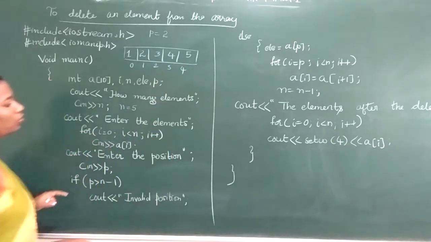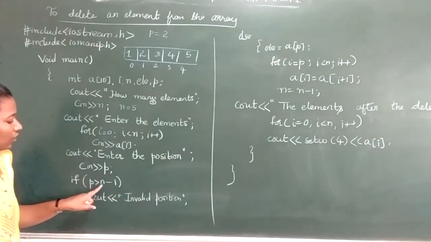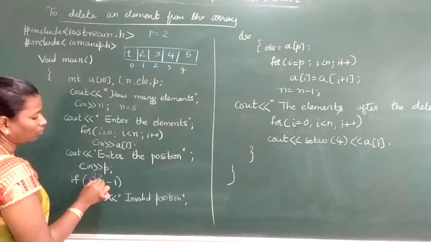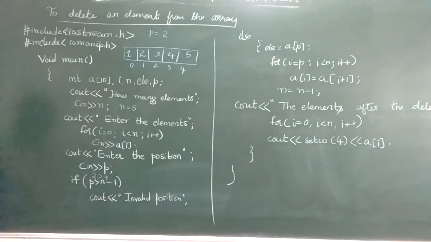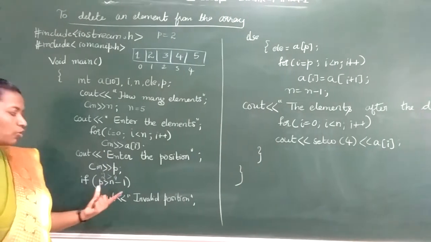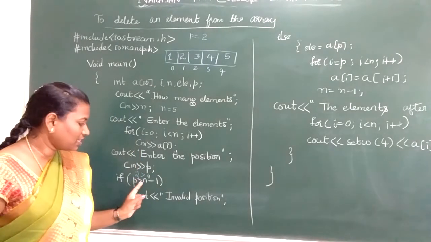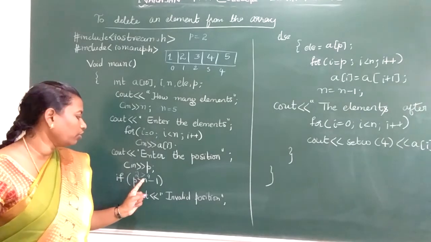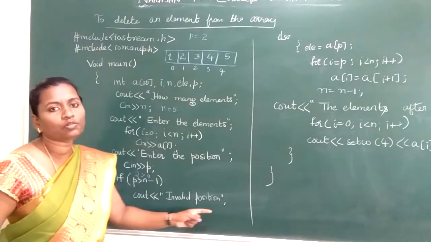Imagine I am giving position 2. Now, is P greater than or equal to n minus 1? For example, my position 2: is it greater than n minus 1? N is 5, so 5 minus 1 is 4. 2 is not greater than 4, so this statement will not be executed. If I had given my position as 6, 6 is greater than or equal to 4, so I will get the output as invalid position.